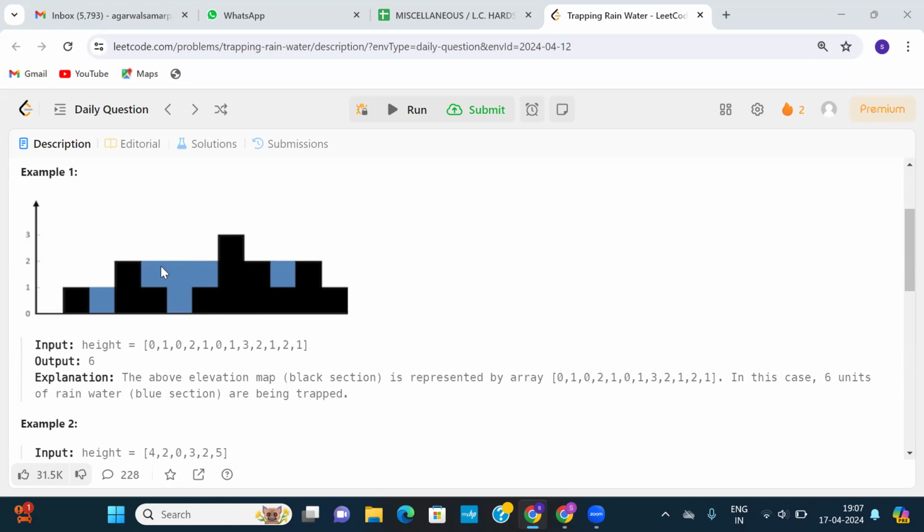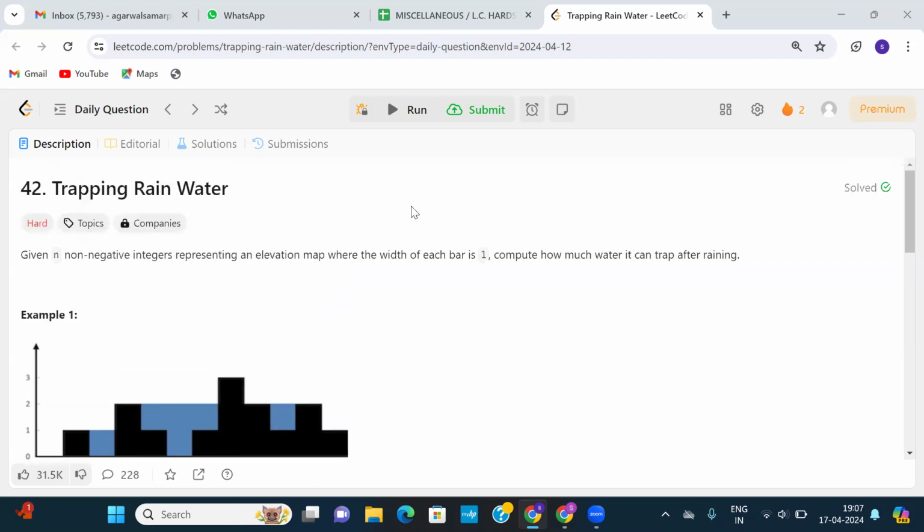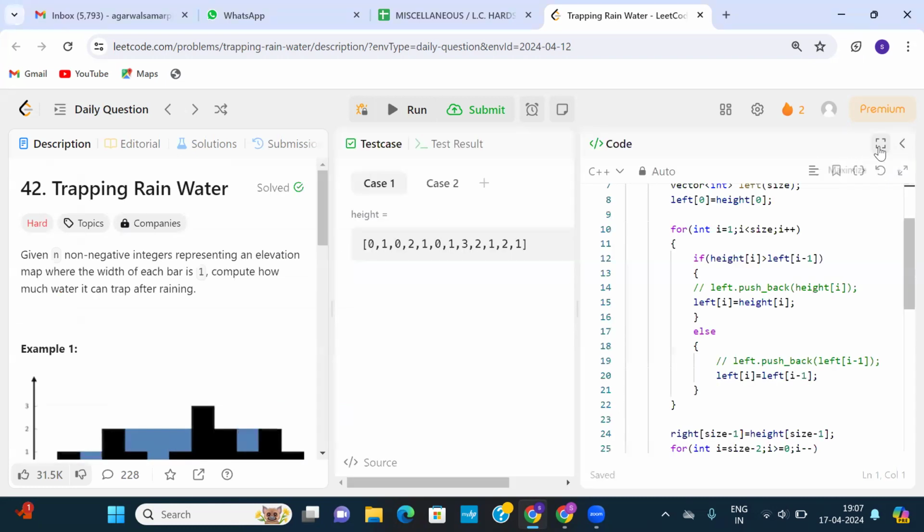And in this way, for each and every bar, we need to see the maximum height at the leftmost side and the maximum height at the rightmost side. We have to take the minimum of these two, and from the result which we get after minimizing, we will subtract the height of the bar which we are present at, and we will get the amount of water which will get stored. This is the only thing which we have applied over here in our code.